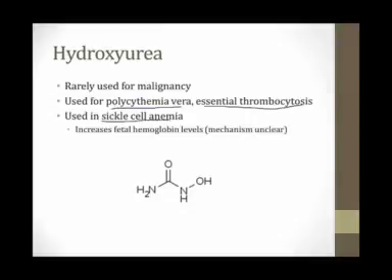It's used in sickle cell anemia for a reason that has nothing to do with inhibition of ribonucleotide reductase. Hydroxyurea can increase fetal hemoglobin levels. The mechanism of this effect is unclear, and for this reason it's beneficial in sickle cell patients.